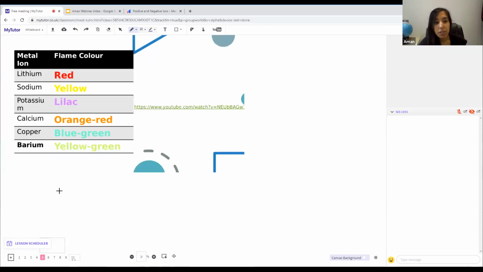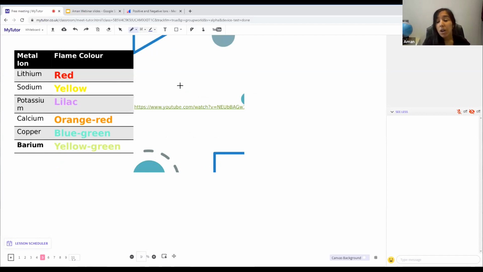Excellent. So on the screen now, you can see the colors of each of the metal ions, and the 6 that you need to know are lithium, which gives a bright red color, sodium, which is yellow, potassium, which is lilac, calcium is an orange red color, copper is more of a sea green, it's like a bluey green color, and barium is more of a yellowy green. So I'm going to show you a video so that we can see the colors of all of these.